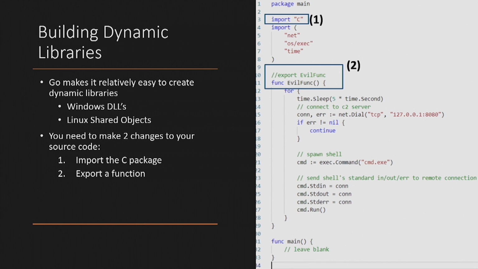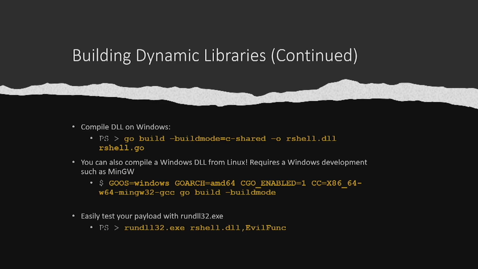If you look at figure 2 in my diagram there, we're using a comment. That's actually line 10. We're using a comment to export a function. When we do this, we'll be able to call it from any process as a DLL. So here are the commands for building dynamic libraries.